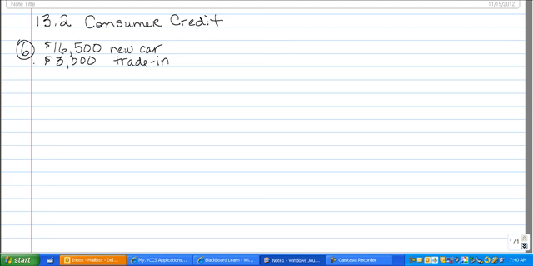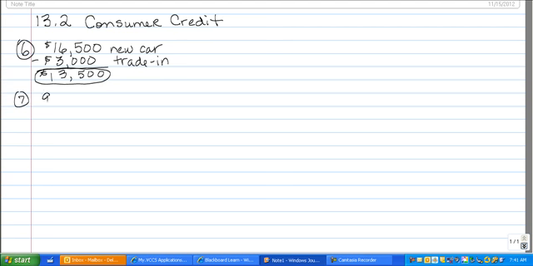In order to figure that out, we just want to subtract the trade-in amount from the purchase price of the new car, and we get $13,500. Since you have no down payment and you're just using your trade-in, that would be how much you need to finance.